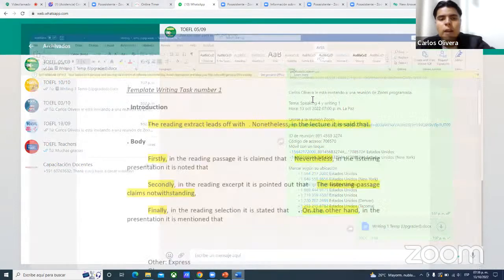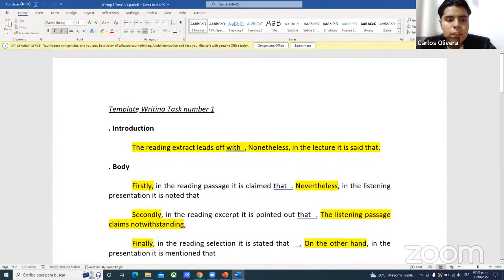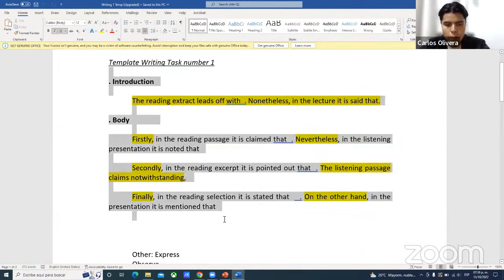So when you open the Word document, you're going to find this. It says template writing task number 1. And as you can see here, you have the template as such. It is composed of only 2 parts, introduction and body.